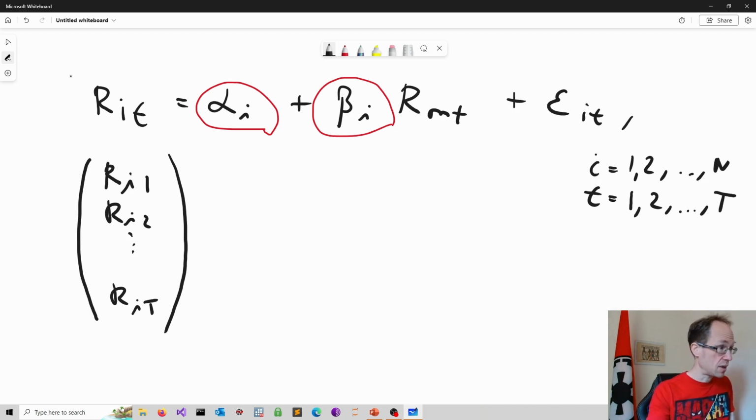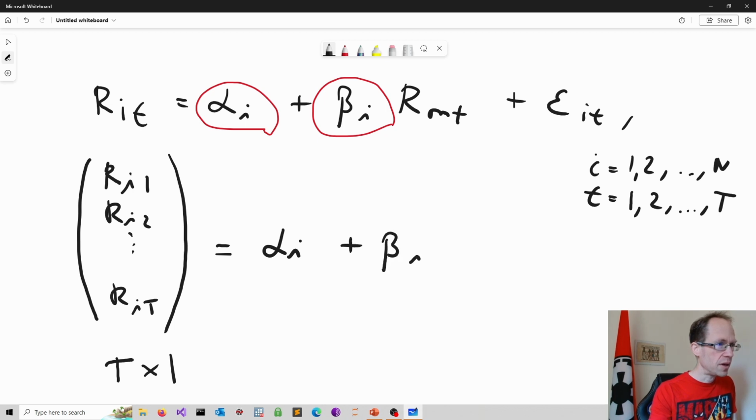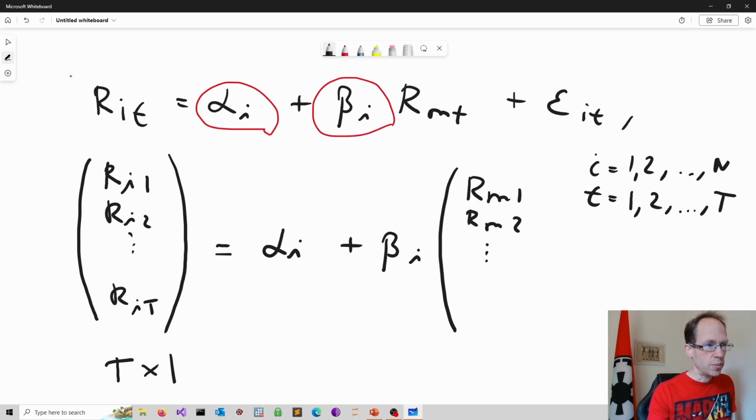So this here becomes a column vector of dimension T, the number of rows, with one column. Then on the right hand side I have the following: alpha_i plus beta_i. And now I have a vector for my different values of the market portfolio. So it runs from 1 up to, again, capital T. So I obtain another column vector.